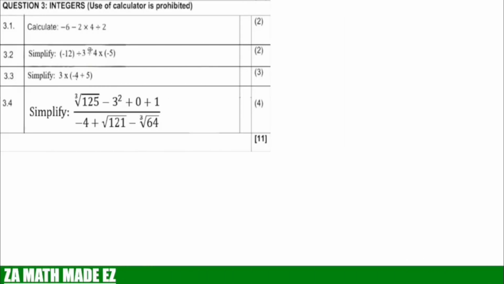Question 3. Calculate minus 6 minus 2 times 4 divided by 2. Okay, I just want to see if you understand BODMAS over here. So you know basic BODMAS. That's like the whole point of this question. So in order to solve question 3.1, you just want to do this part over here first. So it's 2 times 4 divided by 2.